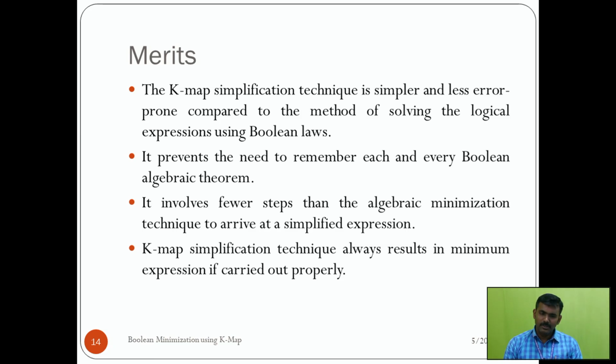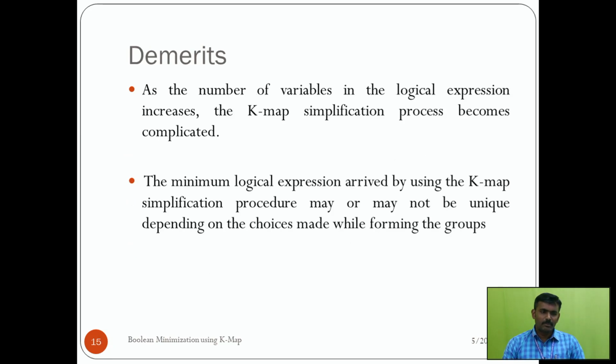Also, K-map simplification always results in a minimum expression if carried out properly, so it always provides the minimum number of terms in the result. So what is the problem in K-map? As the number of variables increases, the K-map process becomes somewhat complicated. Also, the minimum logical expression arrived at using K-map simplification may or may not be unique, depending on the choices made while forming the groups.